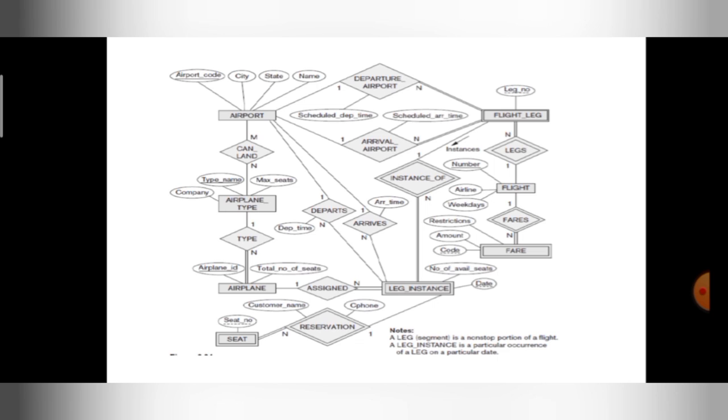You can see there seat is represented by a double rectangle, that is a weak entity. Seat number is a partial key because it is purely dependent on the leg. If you remove the non-stop portion part, it will be removed also. Seat will also be removed. You can't reserve. So this is the example, right? For an airline database, I already told you, you can write your own ER diagram in your own way.